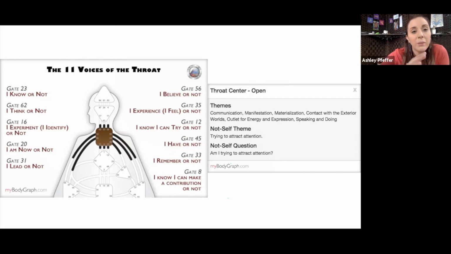And you can see it coming out of the throat center, how a lot of people can overcomplicate things, especially if you have this. The key here is simplicity. Simplicity is going to be your best friend. So here are the different gates: 23 is this one right here, 63, I think, or 56, I believe.